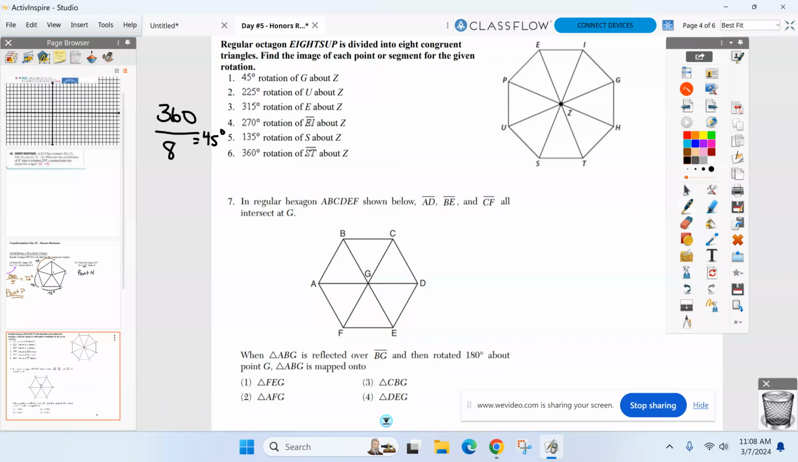And as you get to number 4, yeah, we can rotate segments. Hey, don't freak out. Rotating a segment is just like rotating 2 points now. Just rotate its endpoints and see where you end up. So don't get freaked out.